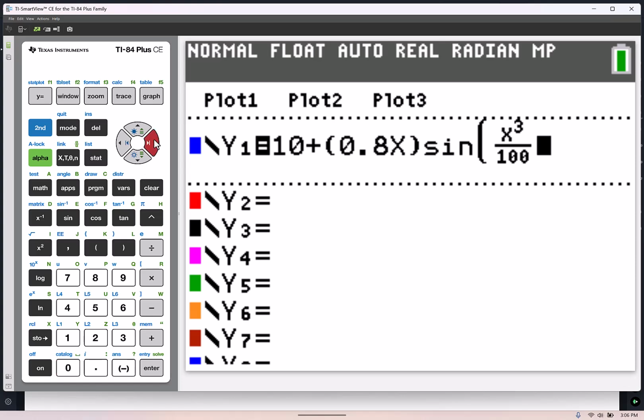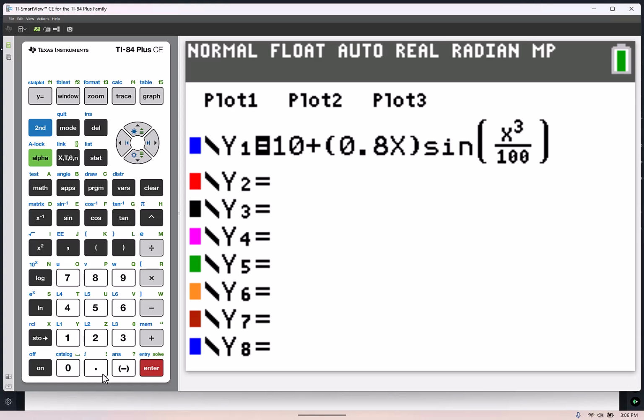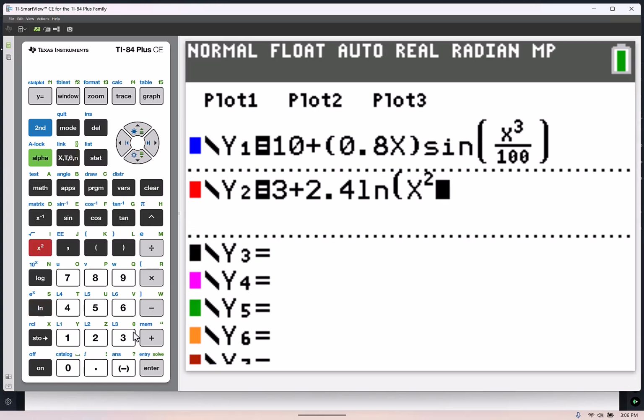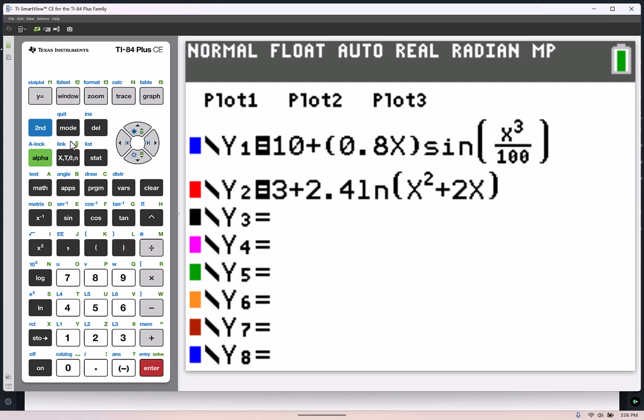Like that? Yes. Close. And what was y2? 3 plus 2.4 ln t squared plus 2t. Like that? All right, here we go, guys.